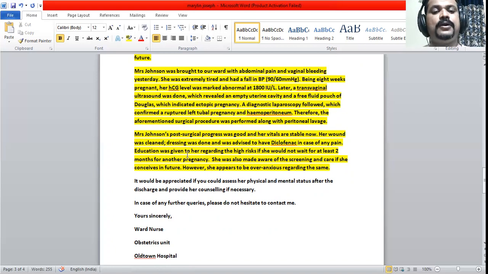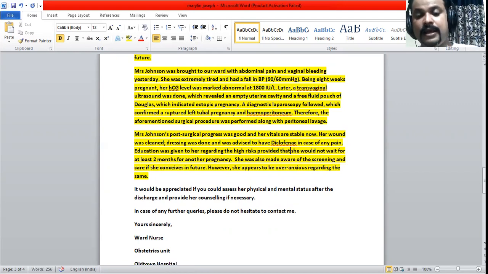Education was given to her regarding the high risks, provided that she would not wait for at least 3 months for another pregnancy. Provided that is a formal way of saying if.